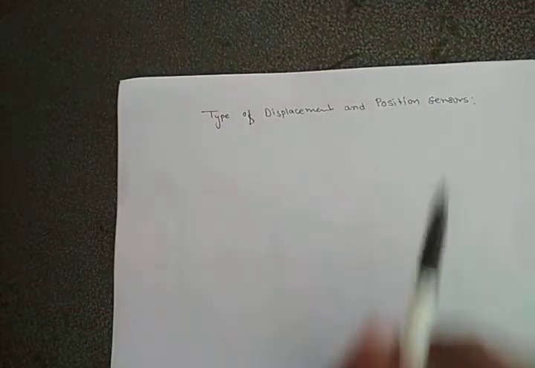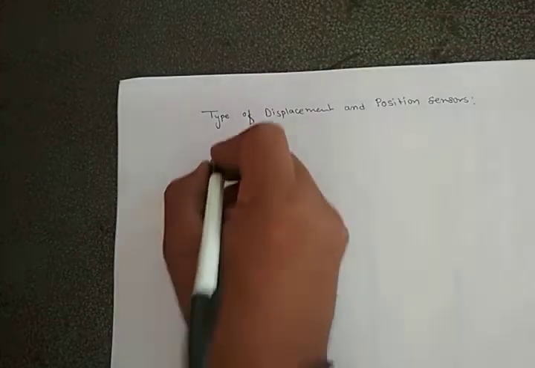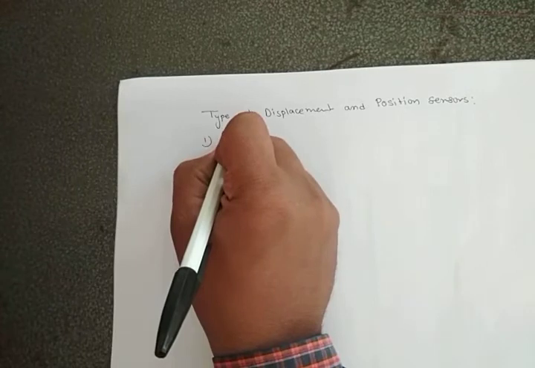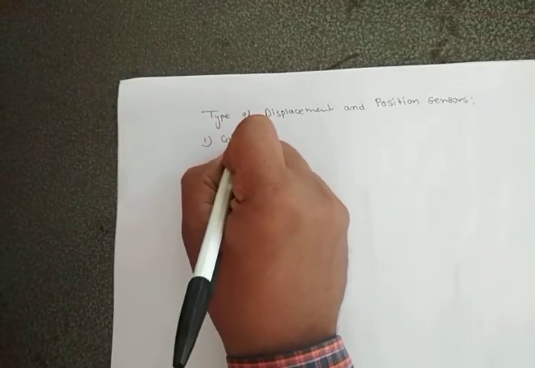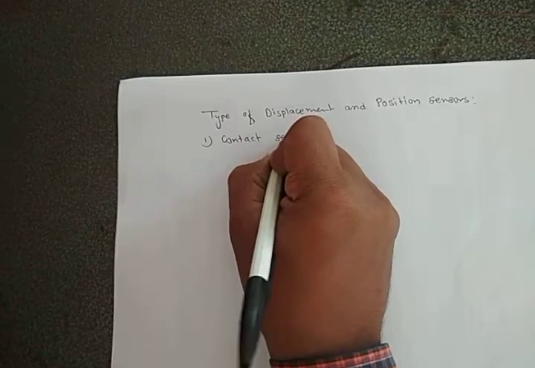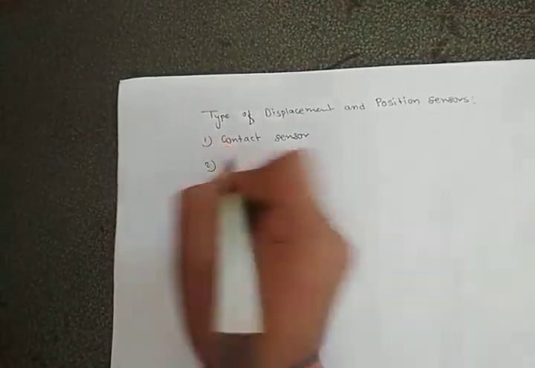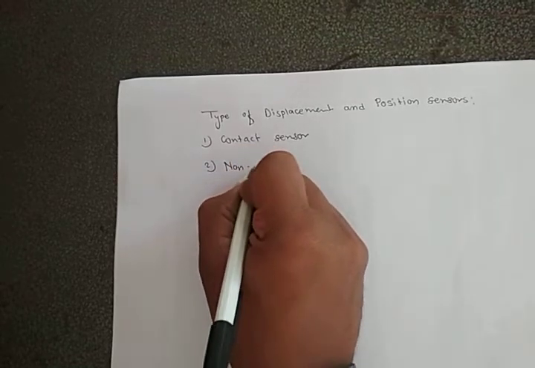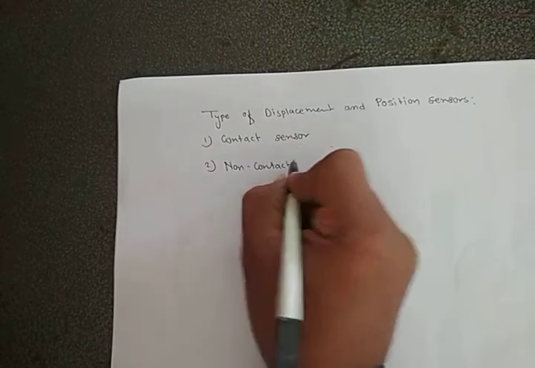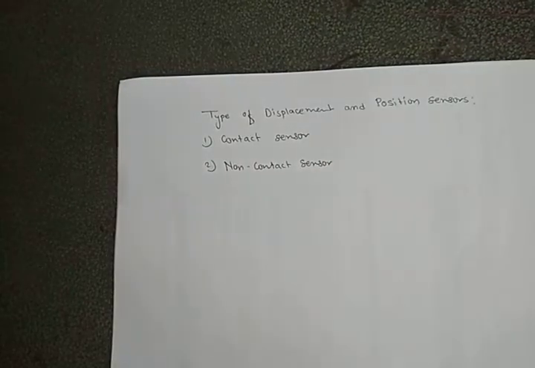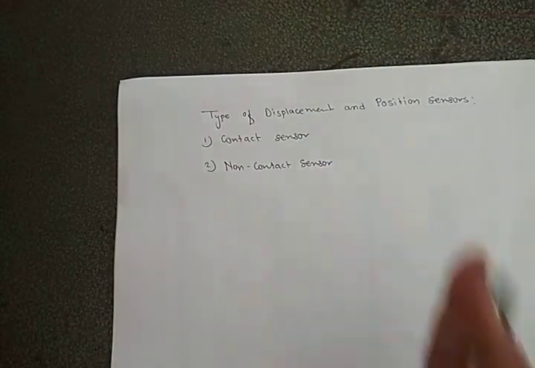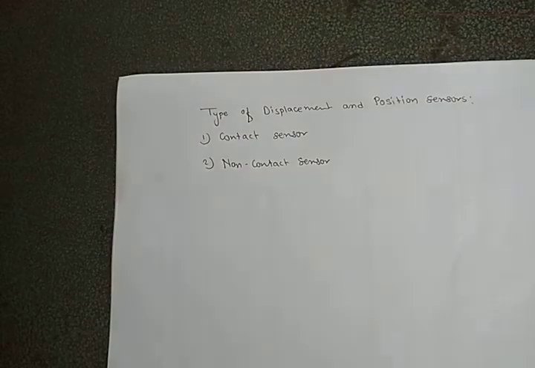Now we'll see the types of displacement and position sensors. First one we categorize is the contact sensor, and the second one is the non-contact sensor. In a contact sensor, there is physical contact between the sensor and the object to be measured, and in a non-contact sensor there is no physical contact between object and sensor.